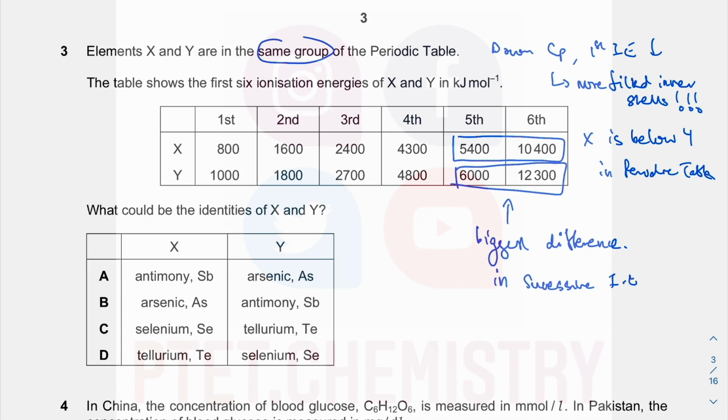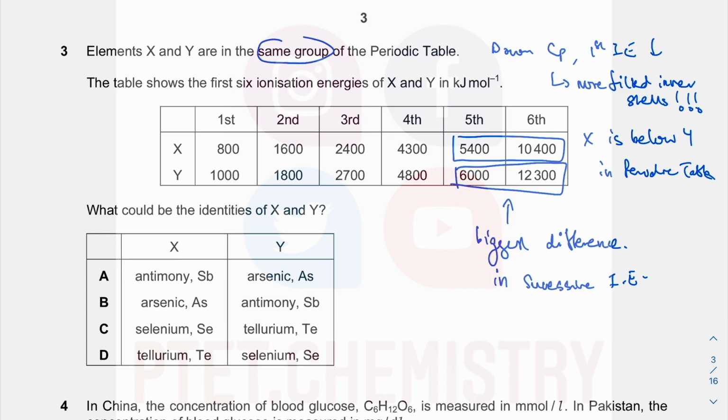Successive ionization energy, it's between the fifth and the sixth. So that means the 6th electron that you are removing must be from the inner shell, because they are closer to the nucleus, so they are less shielded. That's why it takes a lot more energy, a drastic increase in your successive ionization energy.